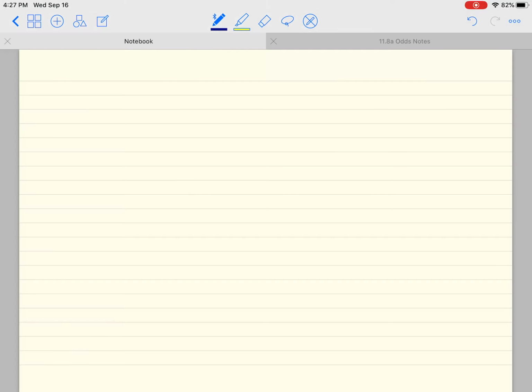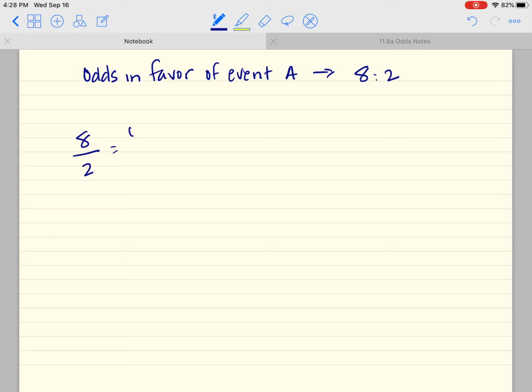Okay, so let me just give you an example really quickly. Let's say we had odds in favor of some event A occurring. Let's say that those odds are 4 to 1. Oh, actually, let's make it this. Let's say they're 8 to 2. So in the same way we could reduce a fraction of 8 over 2 to 4 over 1, we could reduce this ratio. We could say this is the same thing as 4 to 1 odds.